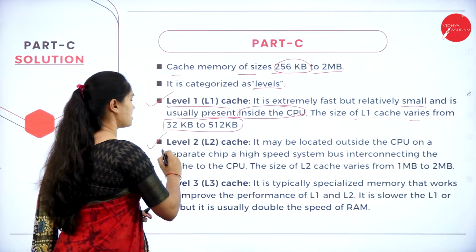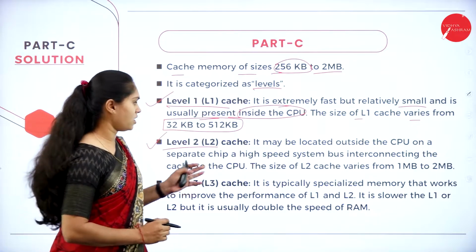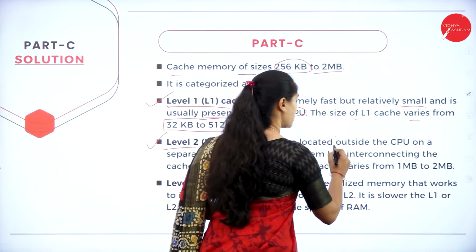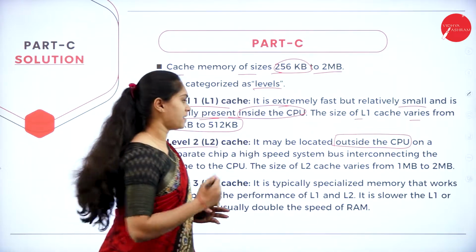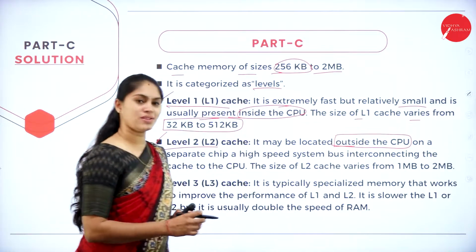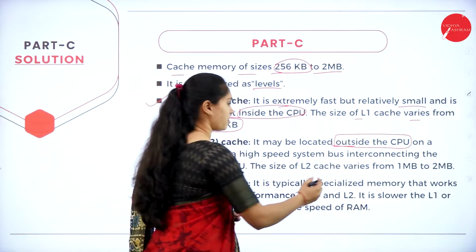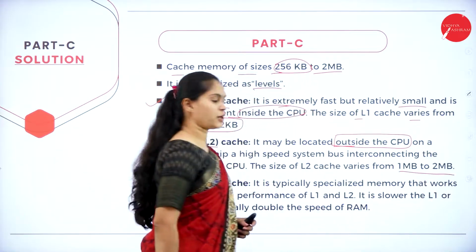What about level 2, or L2 cache memory? It may be located outside the CPU. Where is it located? It is located outside the CPU. Then what is its size? It varies from 1 MB to 2 MB.